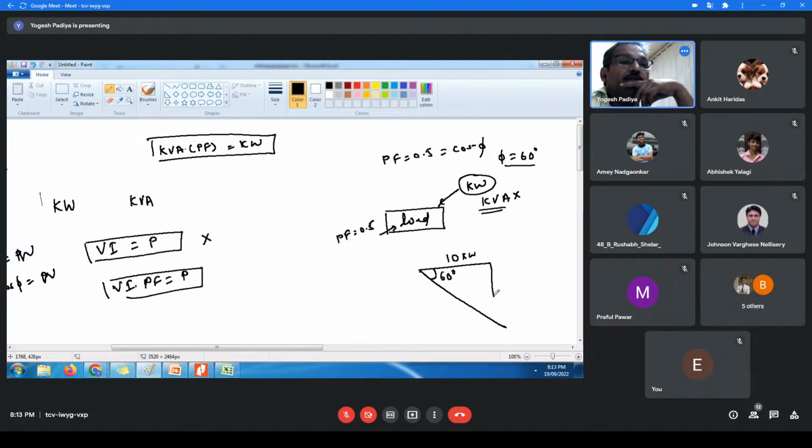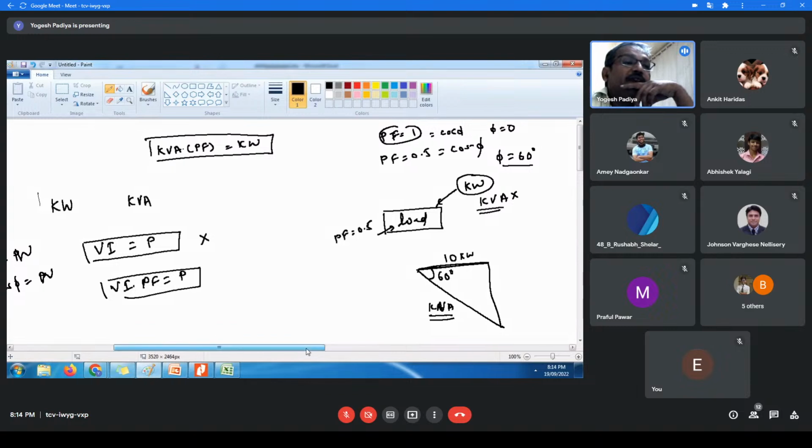Now, this is your kVA. If the power factor is, let us say, 1, it means cos phi is 1. It means phi is how much? 0. Then in that case, kVA is equal to kW. It means the higher the power factor, the lower the kVA.